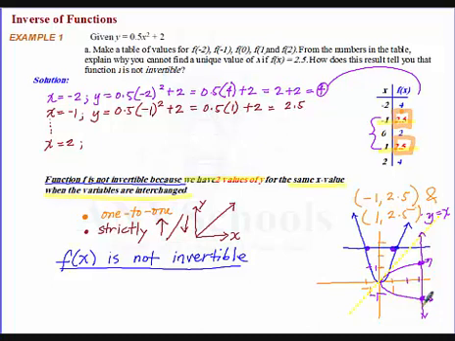That is why we cannot have an inverse for our original function f, and therefore it is not invertible. And what is the essence of this? We cannot write f negative 1 of x for f of x. And that's it.